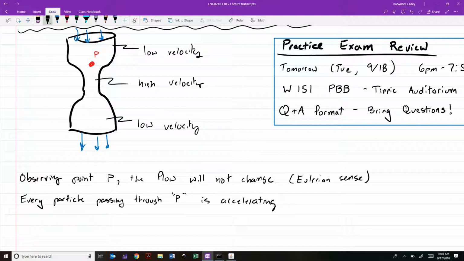So the tool that we're going to develop to reconcile these two ideas between the Eulerian steadiness of a flow, even when there's Lagrangian unsteadiness in that flow, is this thing called the material derivative. And it's going to enable us not just to talk about velocities, but also things like temperature, salinity, any properties of a fluid.